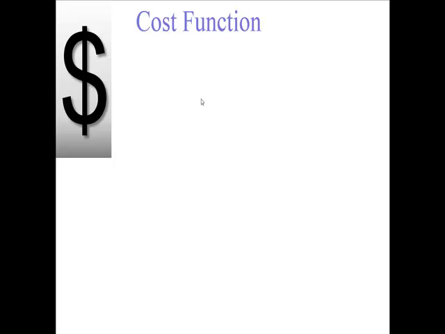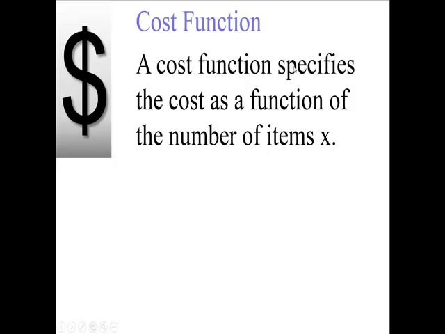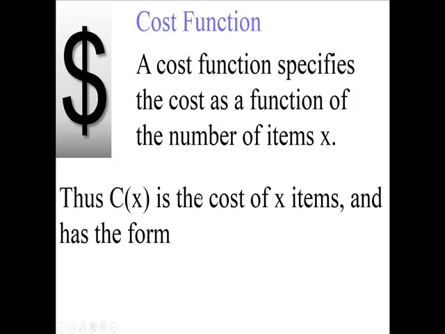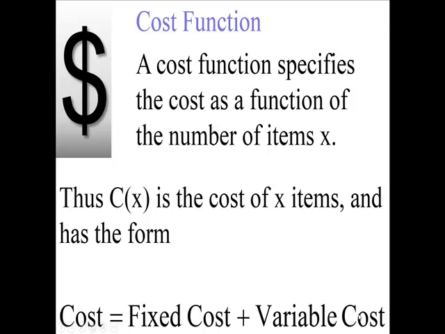The cost function. A cost function specifies the cost as a function of the number of items made. So how much does it cost to make X items? That's the cost function, all right? It's the cost of X items, and it looks like this. The cost is going to have a fixed cost plus a variable cost, okay? So you add the fixed cost and the variable cost, and you get the total cost.